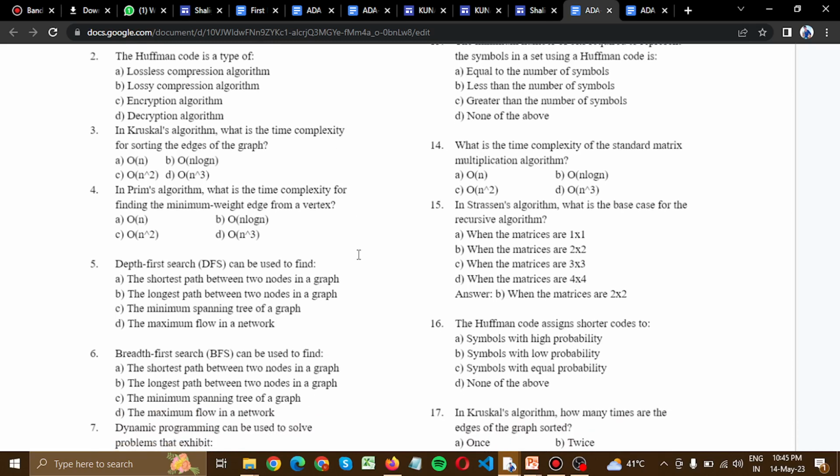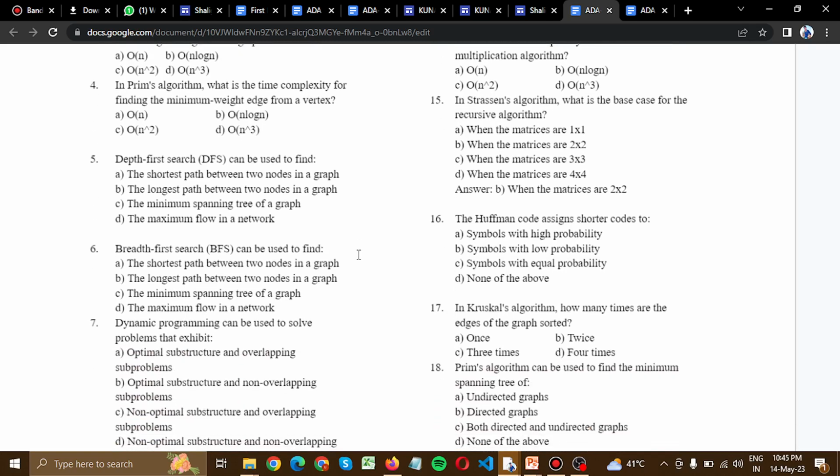Now next, fourth question, in Prim's algorithm, what is the time complexity for finding the minimum weight edge from a vertex? If we use an adjacency matrix to represent the graph, the time complexity of finding the minimum weight edge from a vertex in Prim's algorithm is O(n). That is option A. Now, next question.